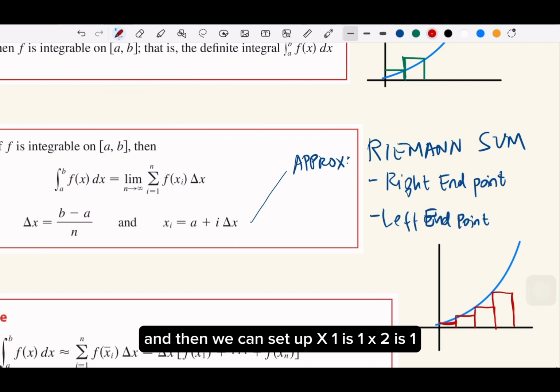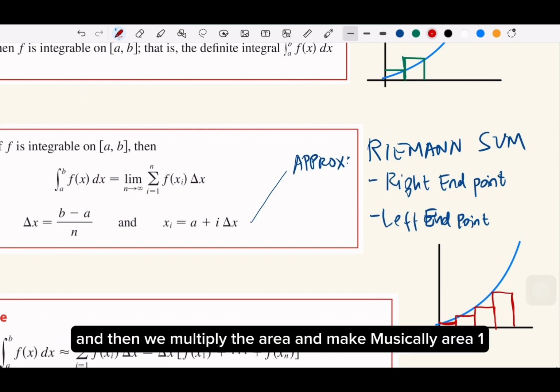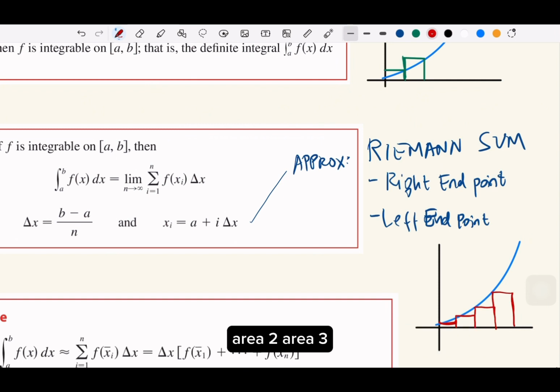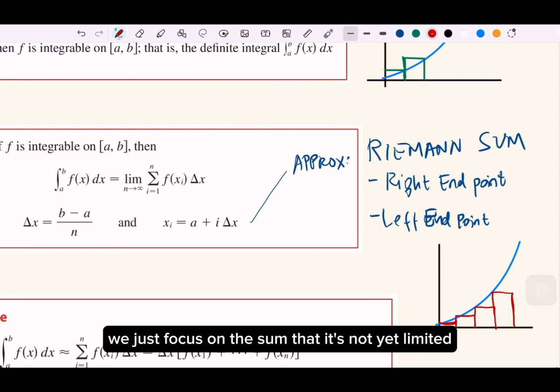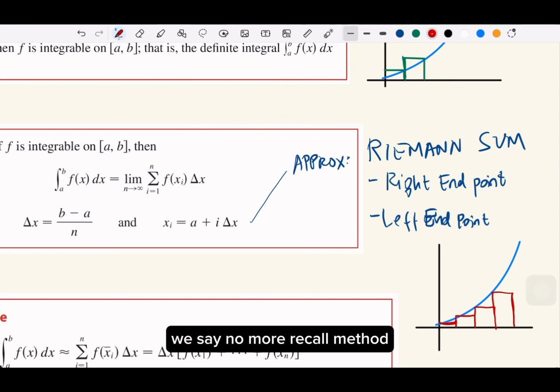And then we can set up x1 is 1, x2 is 1.1, 1.3 until x10. And then we multiply the area. Okay, basically area 1, area 2, area 3, and then we add all of them, which we just focus on the sum. Okay? We just focus on the sum. It's not yet a limit. So this is actually a numerical method. We focus on computation of the rectangle only. Okay. So this is we say numerical method.